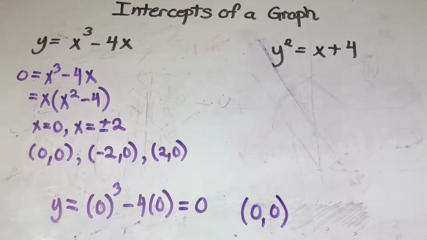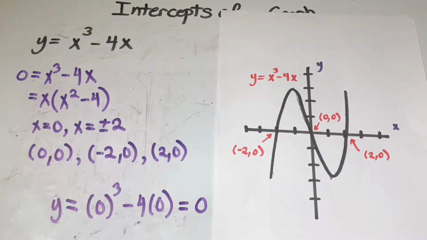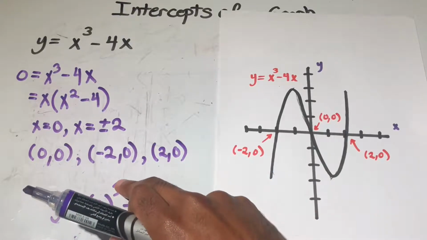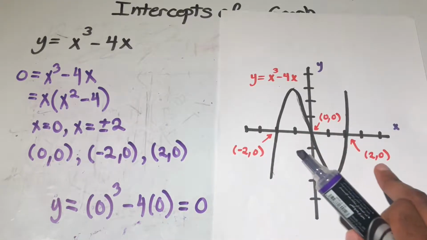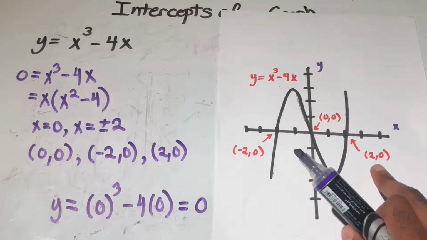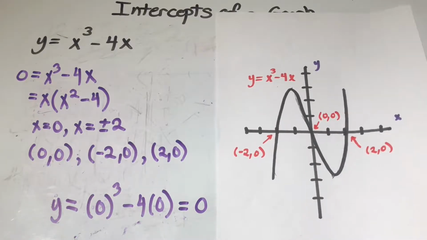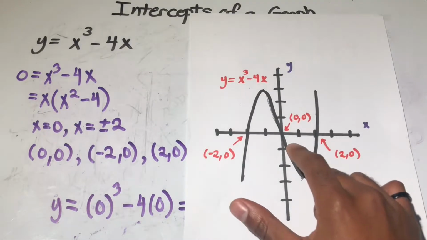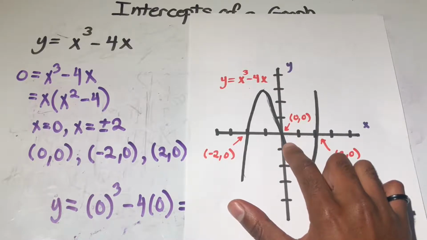Now looking at this graph, here you can see that our x-intercepts are as follows. Negative 2 and 0, which we have right here. We have 0 and 0, and we have 2 and 0. And for our y-intercept, we have 0 and 0. Notice how the x-intercept and the y-intercept are the same. Therefore, we don't write it twice.